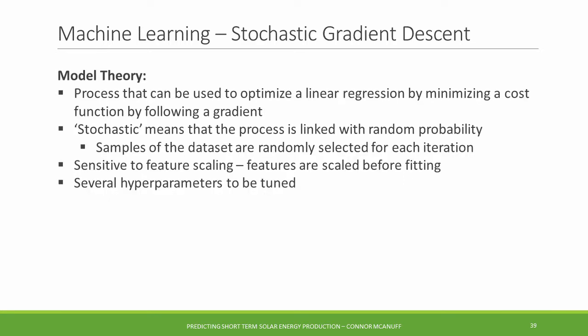The next model type we will use is stochastic gradient descent. SGD is a process for optimizing a linear regression by minimizing a cost function by following a gradient. Stochastic means that the process is linked with random probability. Samples of the dataset are randomly selected for each iteration. This is a very efficient process. As it is sensitive to feature scaling, the features are scaled prior to fitting. There are several hyperparameters to be tuned.